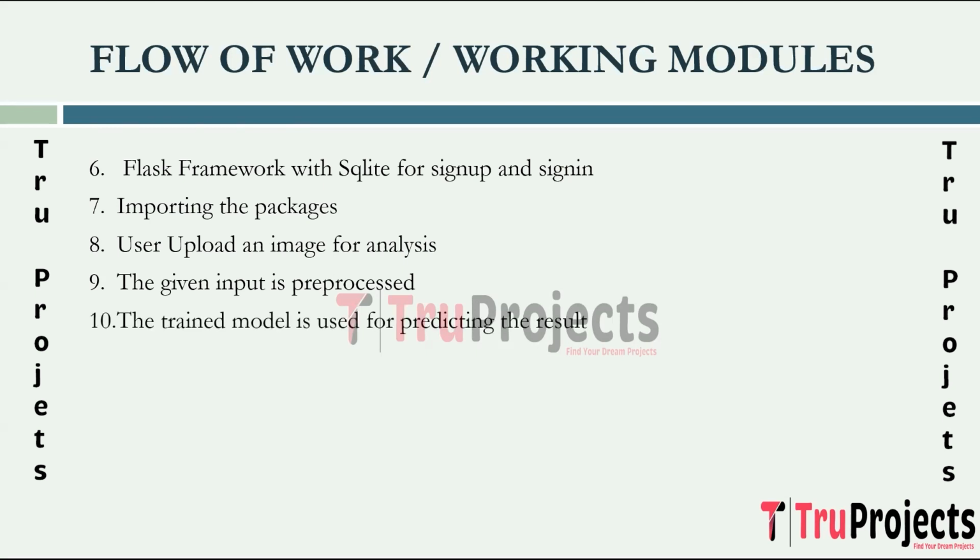The next step is the trained model is used for prediction. The pre-processed image is fed into the trained machine learning model, and the model predicts the severity level of the diabetic retinopathy based on learned features. The model uses the knowledge gained during training to make an informed prediction.